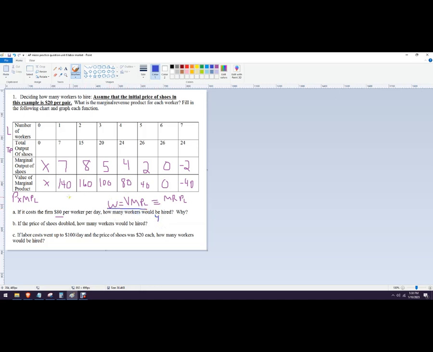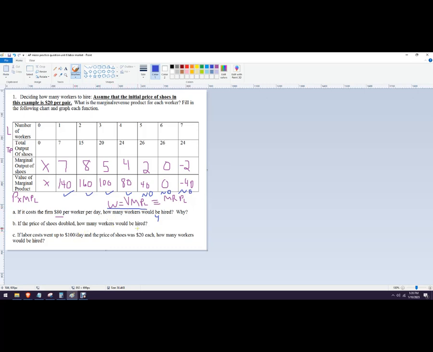Or if you don't want to do that, just take $80 and go, okay, do I want to hire this worker? They bring us $140. Do I hire them? Yes. Do I hire that worker? Yes. Yes, I do hire that worker, and then no, I don't hire that worker, I don't hire that worker, and I don't hire that worker. So it's 4 because it satisfies that condition.